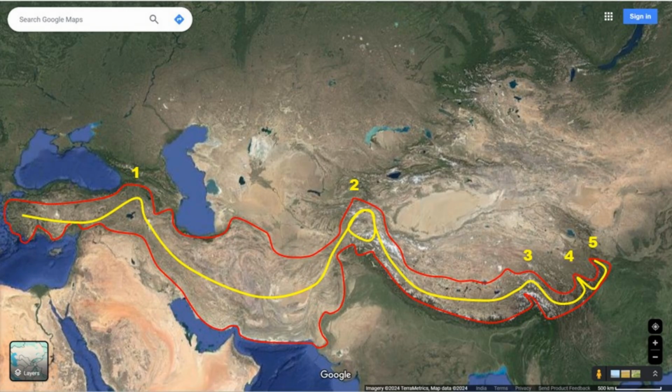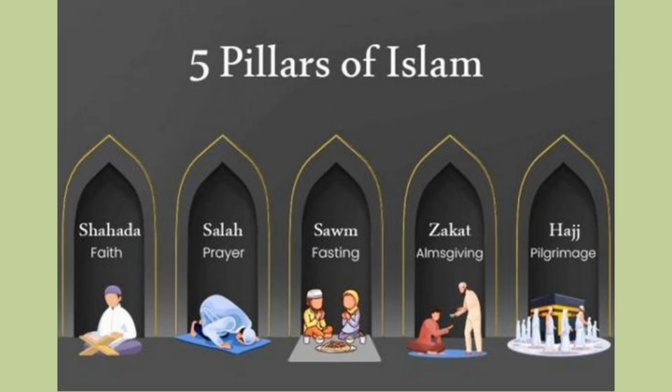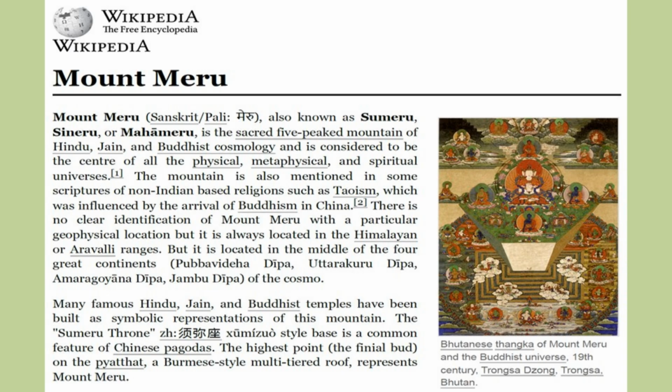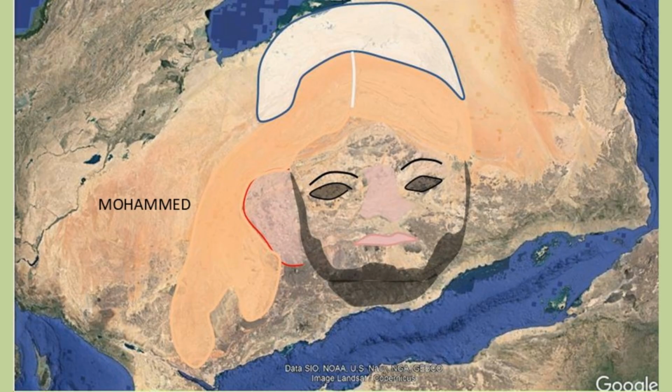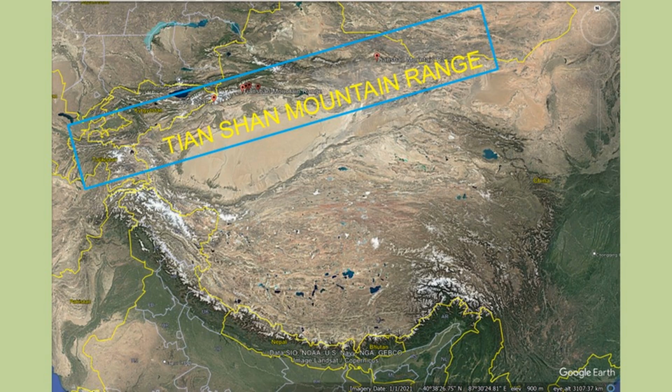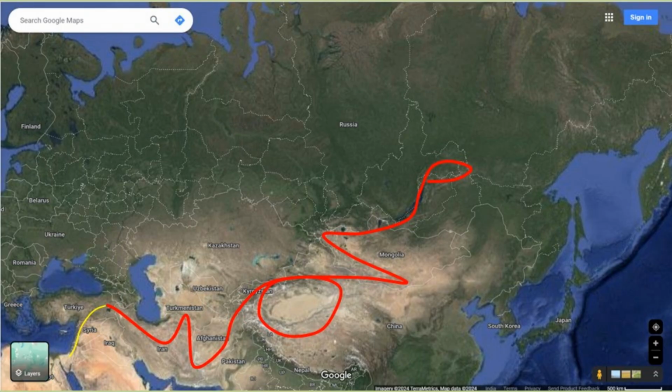Similarly, the word Samad also has 5 peaks. This is the reason why Islam has 5 pillars of faith. All this information indicates that Mount Meru is synonymous with Muhammad, and to enter the Jannah spiritually, you have to follow Prophet Muhammad, and to enter the Jannah physically in future, you have to cross the Tian Shan and other surrounding mountains which form the name Muhammad.